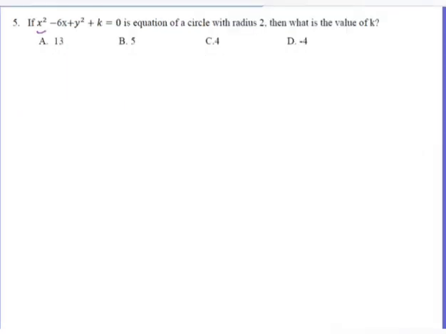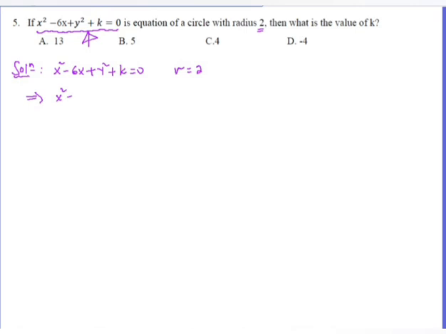If x squared minus 6x plus y squared plus k is equal to 0 is the equation of a circle with radius 2, then what is the value of k? Here, to find the unknown value of k, we need to write the equation of this circle in standard form. The given equation is x squared minus 6x plus y squared plus k equals 0, and the radius of this circle is 2. So let us try to rewrite it in standard form.